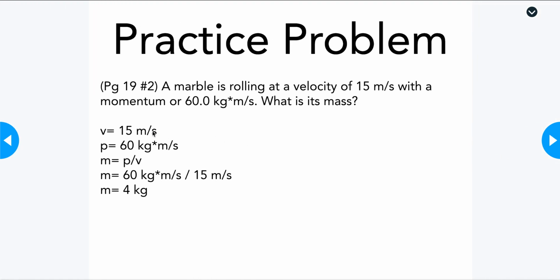All right, so the velocity of this marble is 15 meters per second. The momentum of this marble is 60 kilogram meters per second. If we were to solve for the mass, we would do momentum divided by velocity. So you have 60 kilogram meters per second right here, and you have 15 meters per second as your velocity, so you divide by that. 60 divided by 15 is 4. And when you divide kilogram meters per second by meters per second, the meters per second cancels out, and you're left with kilogram as your unit. That makes sense because we're finding mass. So the mass of the marble is 4 kilograms. In reality, that's more of a bowling ball than a marble, but hey, whatever.